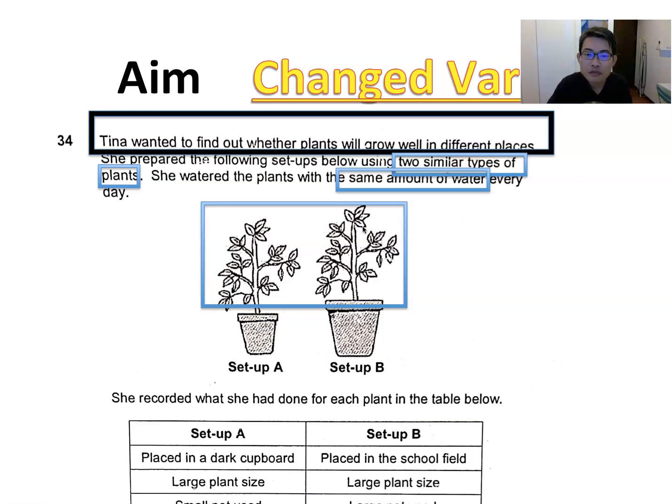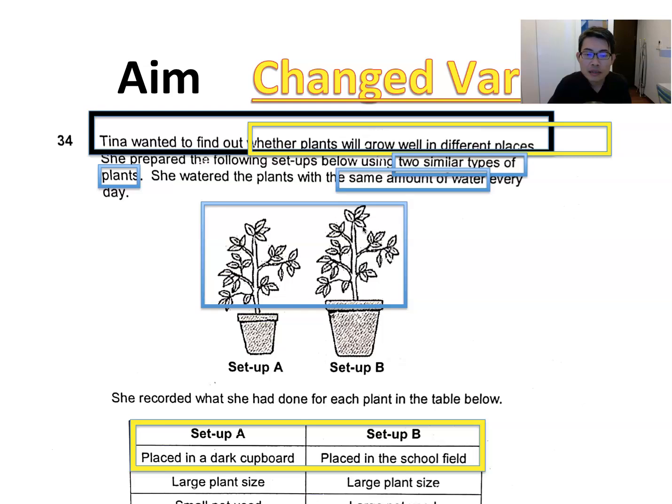Then where is the change variable? I look at plants will grow well in different places. So whether the same plants will grow well in different places, I must see that there is a different place in this experiment. So I look at this, yes, setup A is placed in a dark cupboard. Dark means that there is no light at all. In science, dark means that there is an absence of light, totally. And setup B is placed in a school field. A school field is an open area, exposed under the sun, so definitely it will be bright.